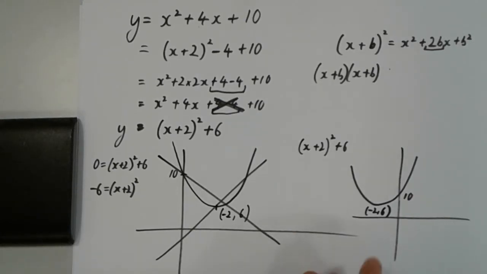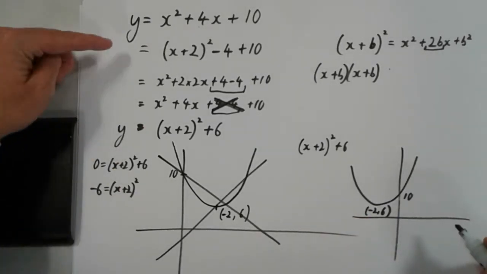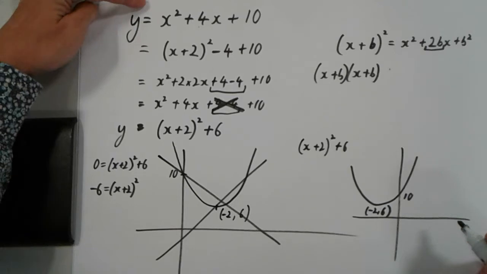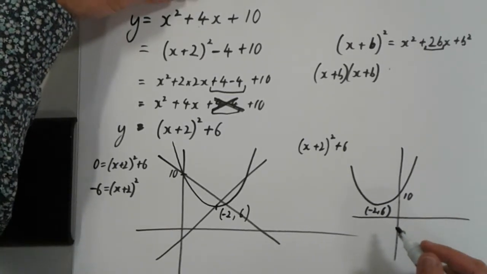Now our turning point is on the right side of the axis, and we understand why we couldn't factorise it. In fact, there are no solutions to y equals 0. This quadratic can never equal 0.